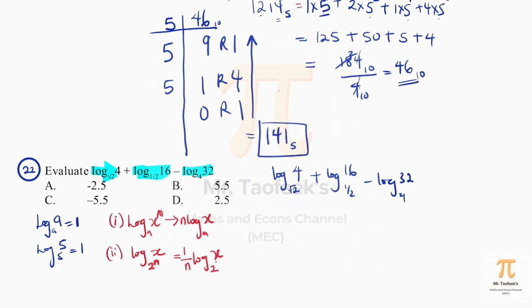So the power is gone. Where did it go to? It's now multiplying the log, but this time it has to be reciprocal. So there are 2 things you need to keep in mind.